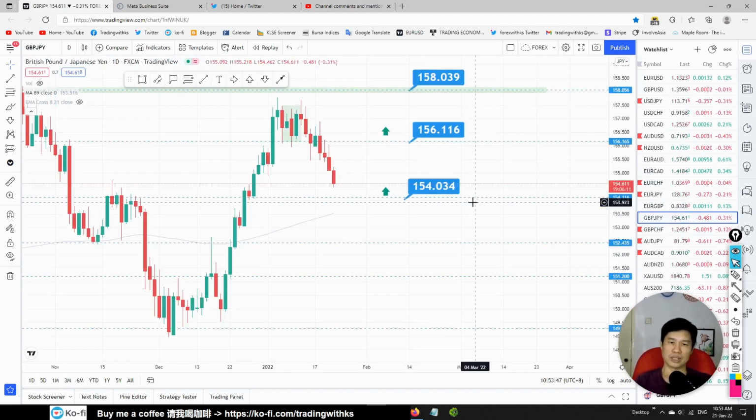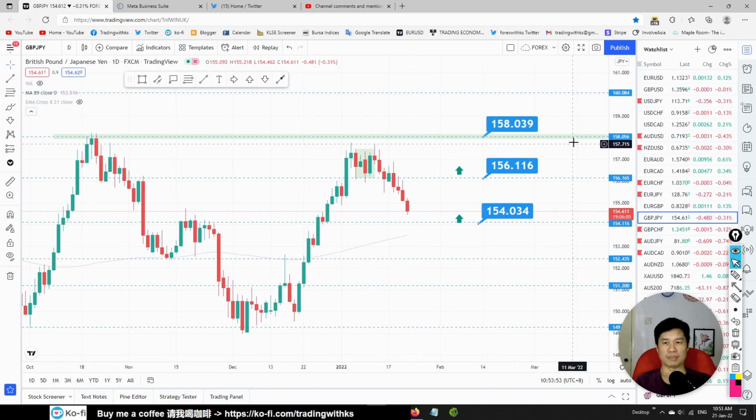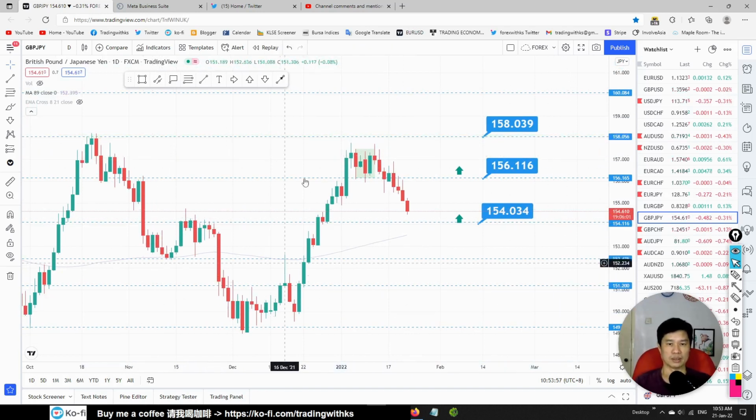Pound JPY, we know JPY is very strong. So the price is coming down towards support over here. So where is our bias line? Let me see, where should I put on my bias line? Here is a bias line. So once the price breaks through the bias line, we want to sell. Now we are still looking for a buy opportunity over here, 154.03934, possibly.